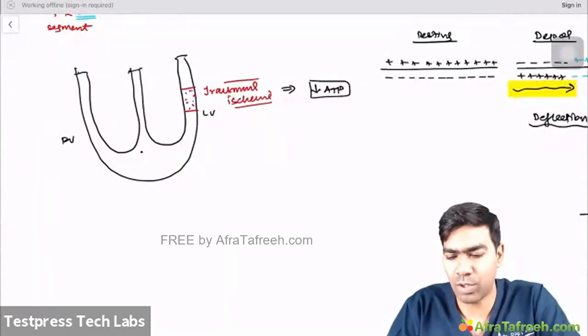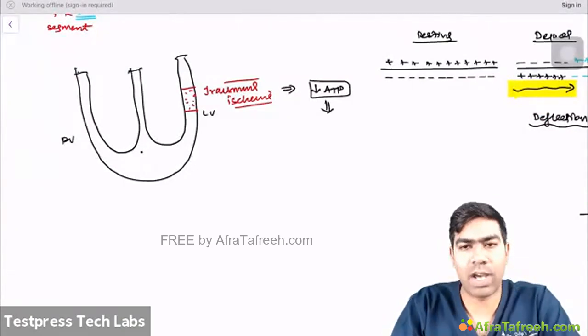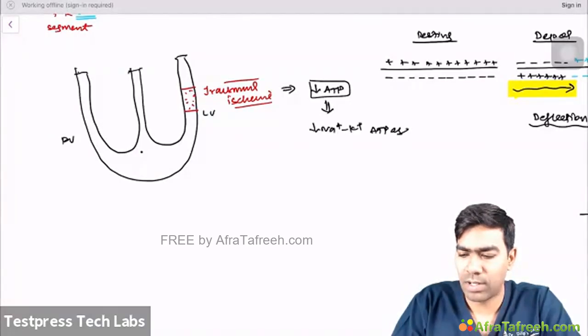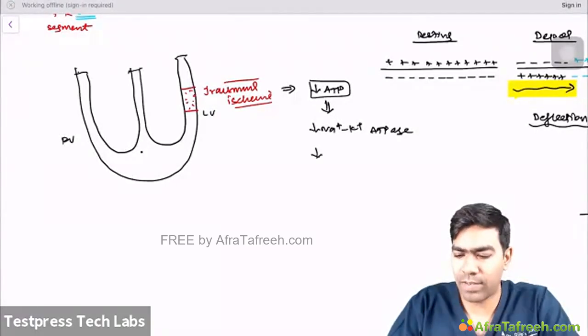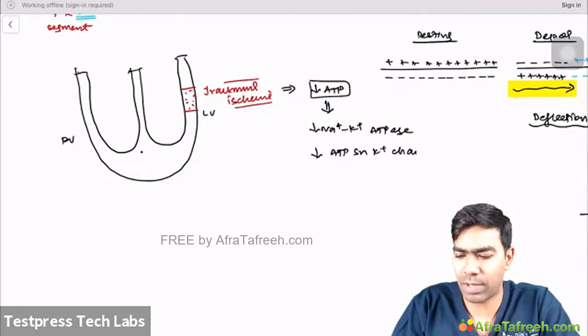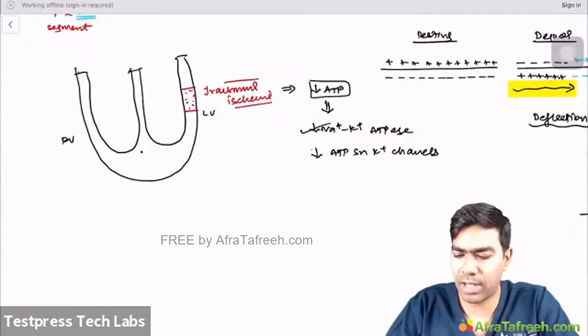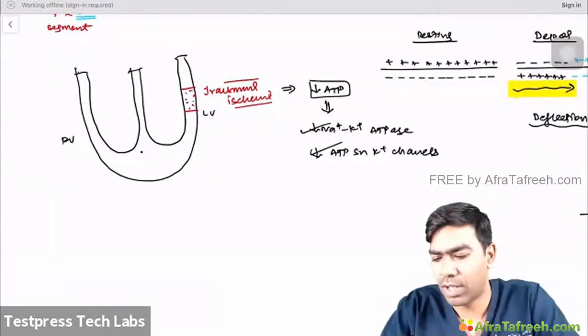So why should you get an injury current? Very simple, because you have low ATP, you will have reduced activity of sodium potassium ATPase, number one. At the same time, you're going to have reduced activity of ATP sensitive potassium channels. Both of these things can be the main reason why you are generating a lot of current flow.